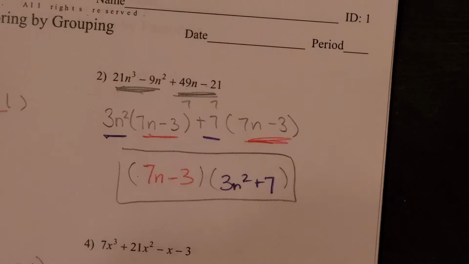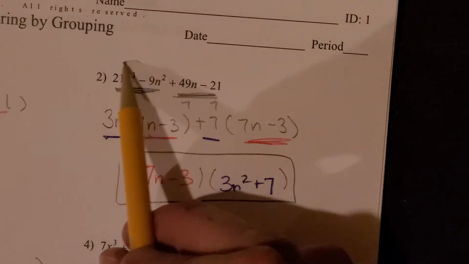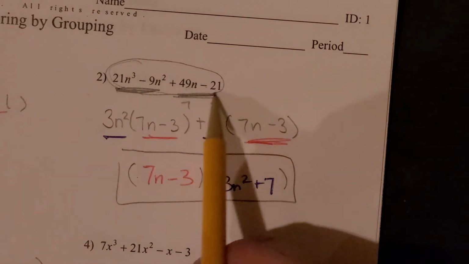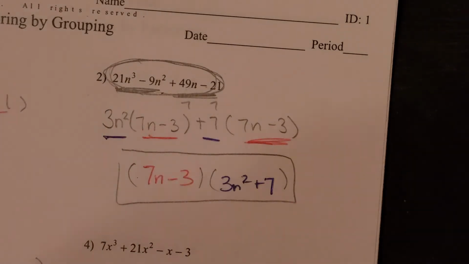If you ever want to double check yourself, you can take these 2 things, multiply them together, and see if you get back to where you started. Okay, so that's like if you're taking a test and you got extra time, why not? Or if you're really unsure if you got it right on a homework problem, you can give that a shot.